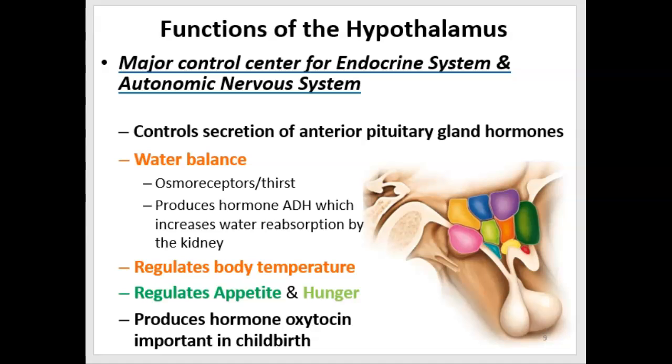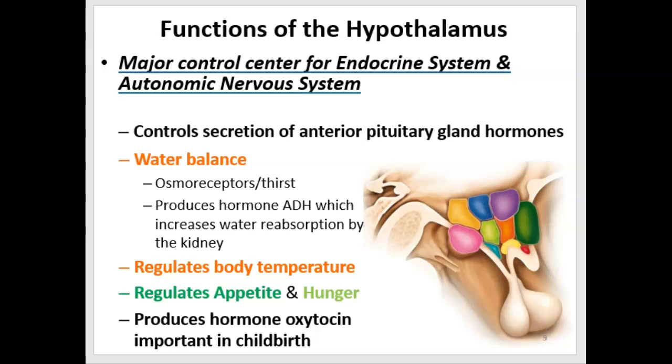The functions of the hypothalamus are diverse and include certain centers that control the pituitary gland and other centers related to the autonomic nervous system. For example, the hypothalamus makes some hormones that control what hormones, or when, the pituitary gland secretes these hormones. It is also important for water balance.